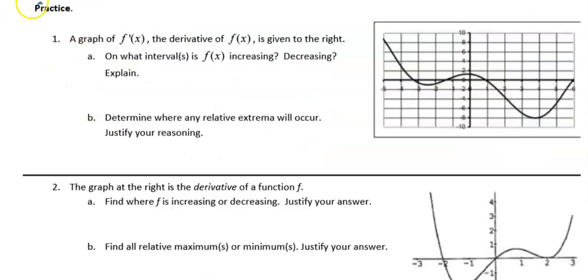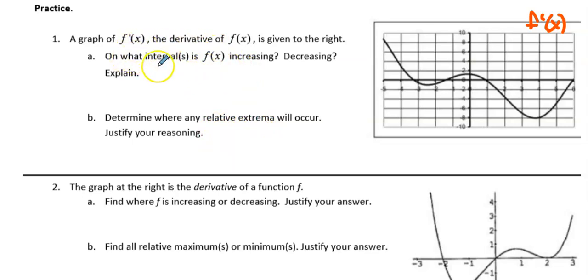So we're going to go ahead and finish up this video with two problems. And let's look at the first one. It says the graph of f prime of x, the derivative of f of x, is given to the right. So one of the things that I always have students do is really just make sure that we're looking at f prime of x. So we've kind of talked a little bit about relative extrema. So we did that one in the last little example.